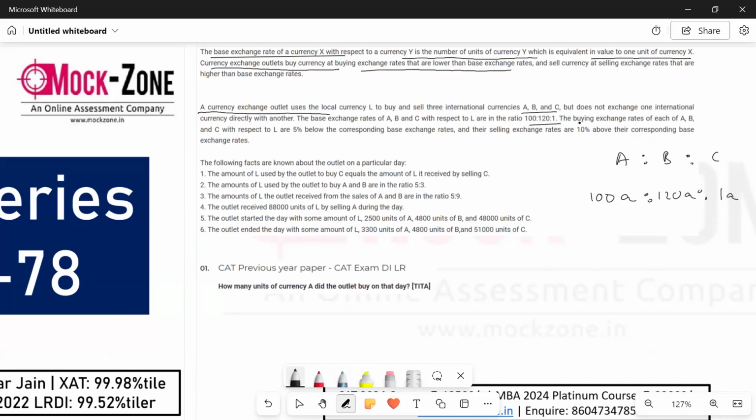ठीक है, अगर हमें exact value देखनी है तो, because these are ratios, A is just assuming a random number, not even an integer, a random number. It can be in points also.